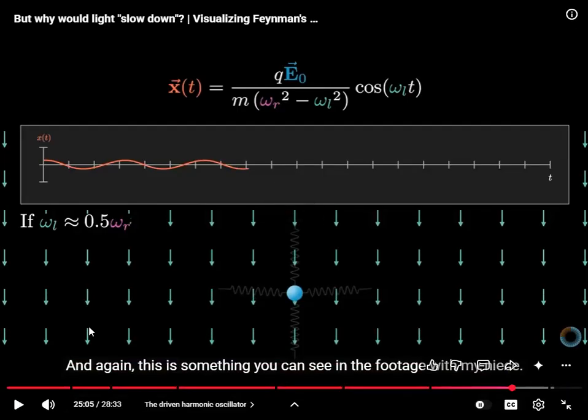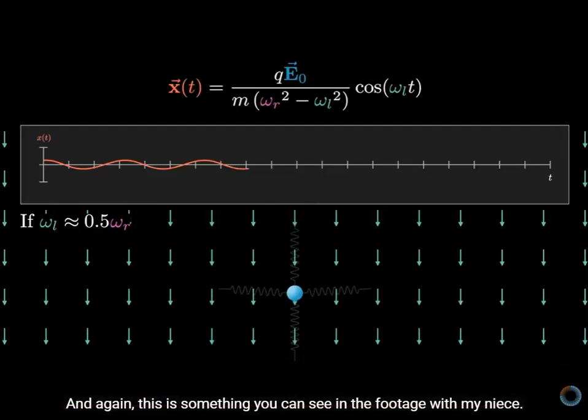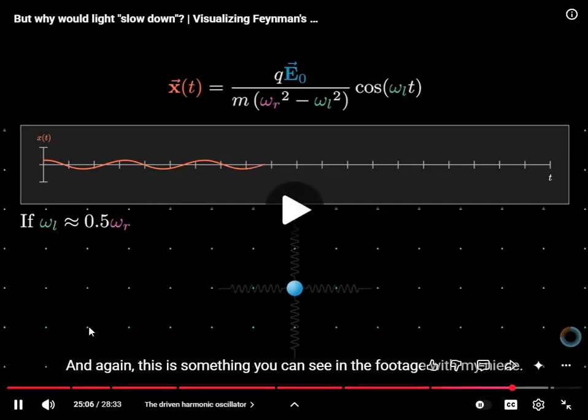So that would be less of a phase shift, right? This is going to be the wave given off by the particle that's reacting to the light that's coming in. This is the wave that it gives off, and then that's the one we saw previously causes the phase kick, and therefore the wave to slow down. See in the footage with my niece.